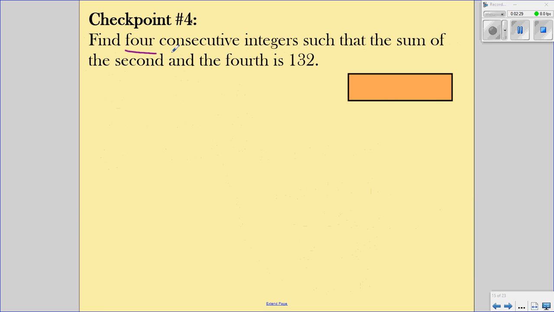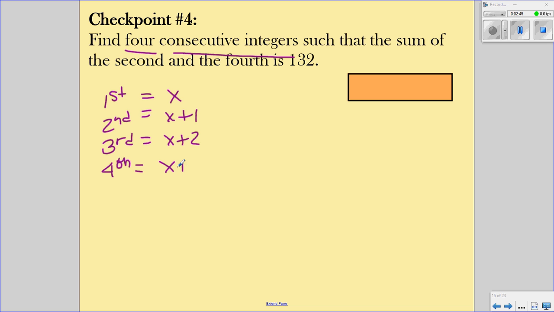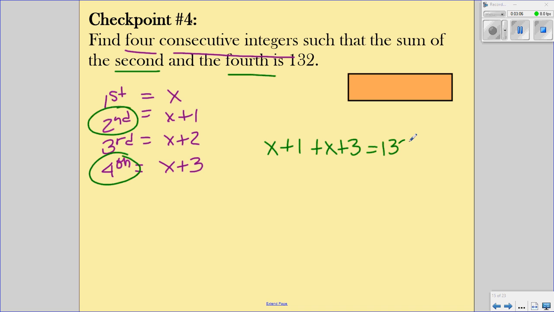Find 4 consecutive integers, so basically one after another. So I'm going to do my let statement: first, second, third, and fourth. I'm starting off with x, then x plus 1, x plus 2, x plus 3, because it's consecutive. And the sum, they say, such that the sum of the second and fourth, so I'm going to use my green, the second number and the fourth, is 132. So x plus 1 plus x plus 3 equals 132.